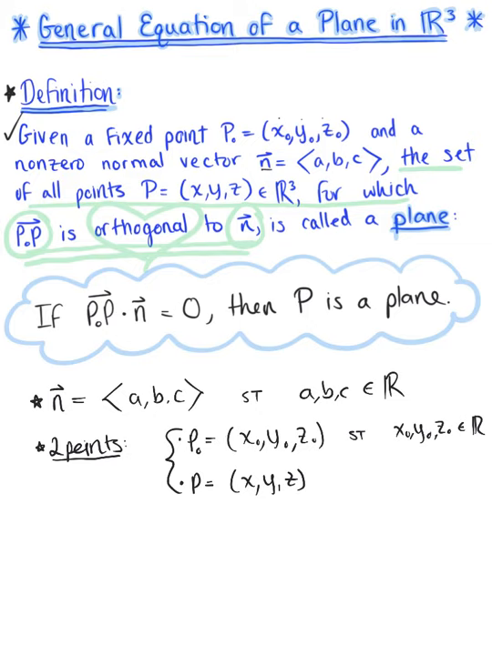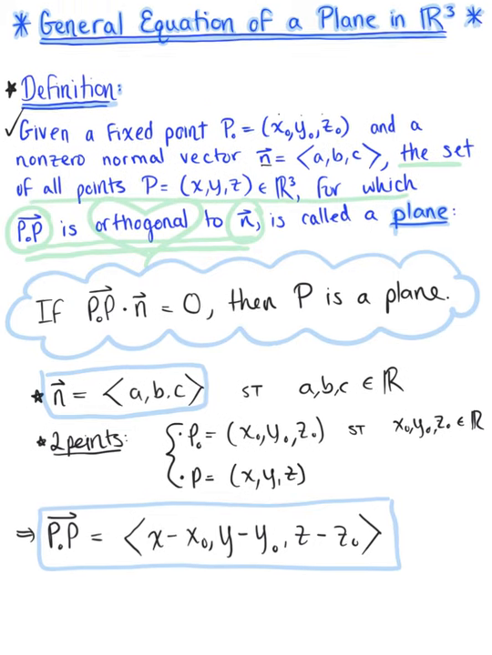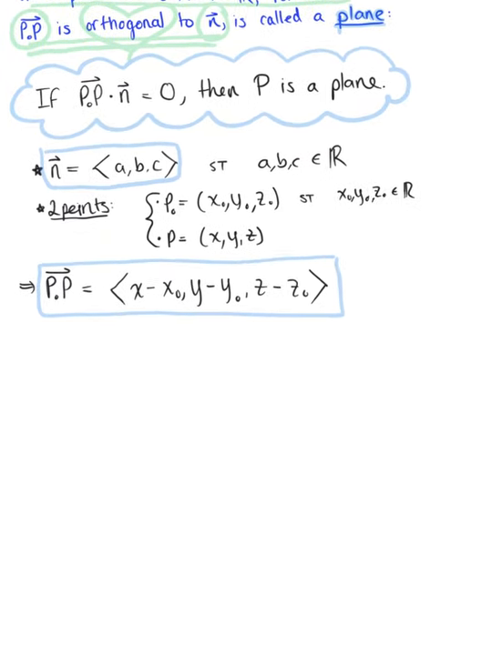ordered triplets. So this lets us know that the vector p naught p is defined as terminal minus initial: x minus x naught, y minus y naught, z minus z naught. So we have everything we need now. We're going to take this vector p naught p, and we're going to dot it with the normal vector to define the general equation of our plane. So here we go, giving ourselves plenty of room.